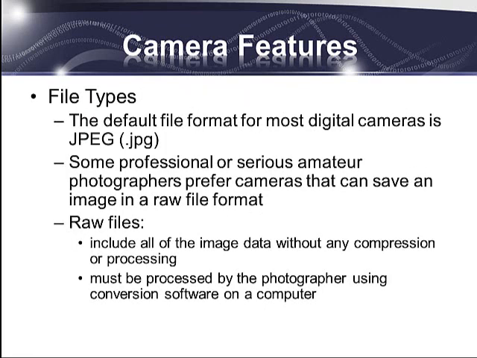File types. The default file format for most digital cameras is JPEG. Some professional or serious amateur photographers prefer cameras that can save an image in a RAW file format. RAW files include all of the image data without any compression or processing, and they must be processed by the photographer using conversion software on a computer.